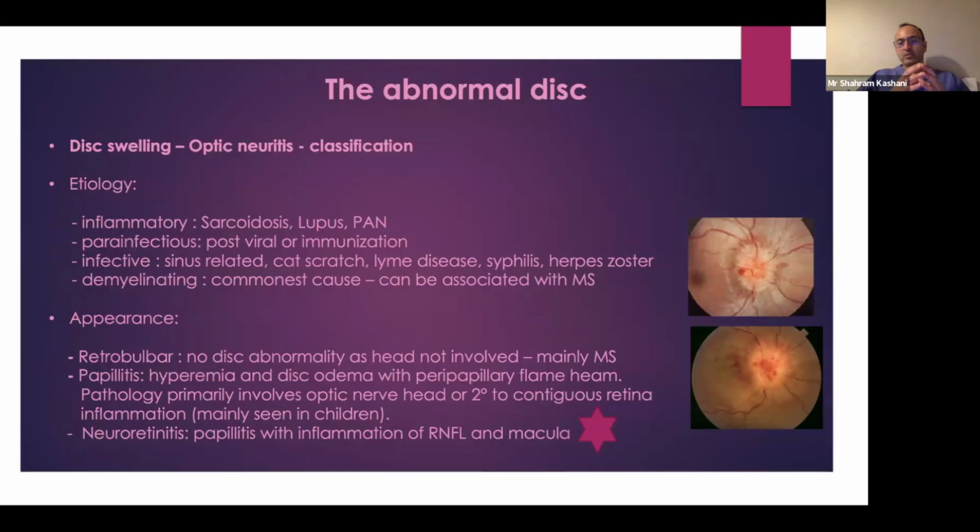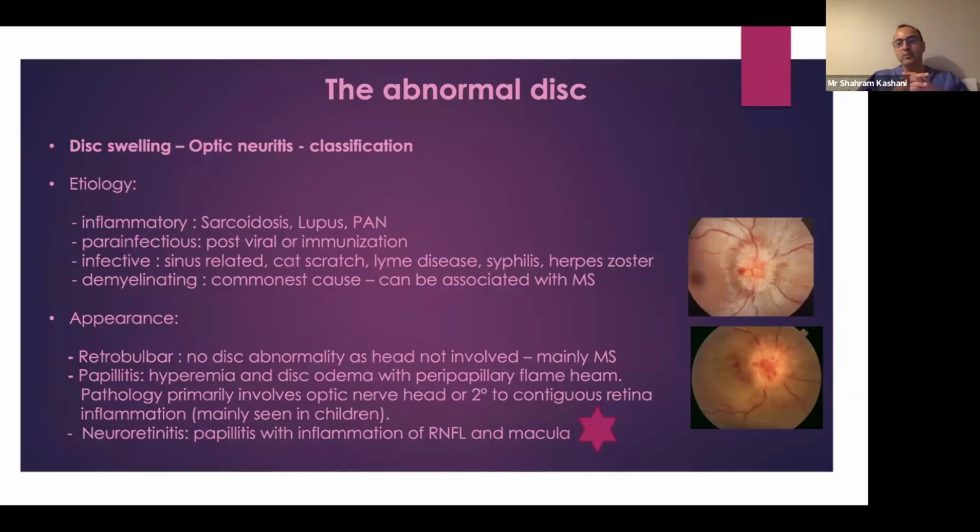So if a disc is swollen, we used to remember a surgical sieve. Think about infection, inflammation, demyelination, vascular causes. And really what you need to do is look at the pattern. We can all reel off 50,000 different causes, but you've got to look at the patient in front of you.